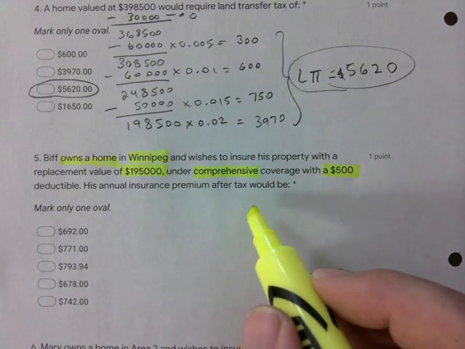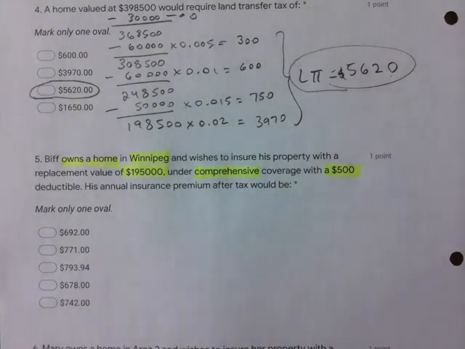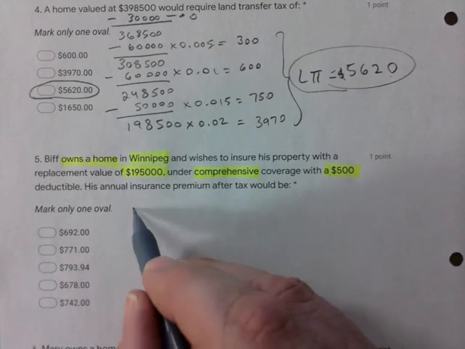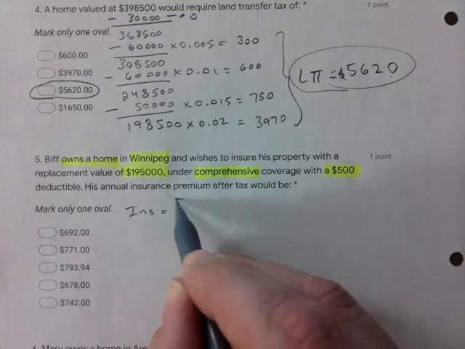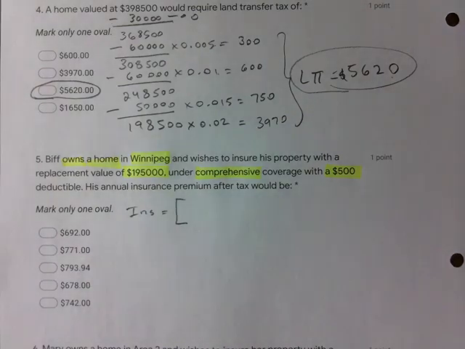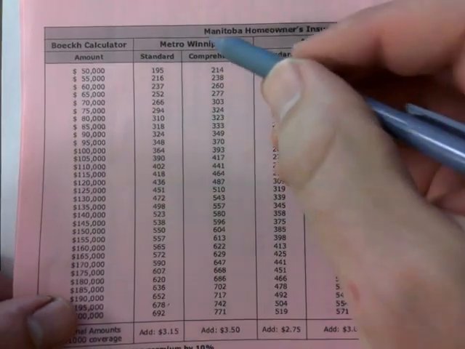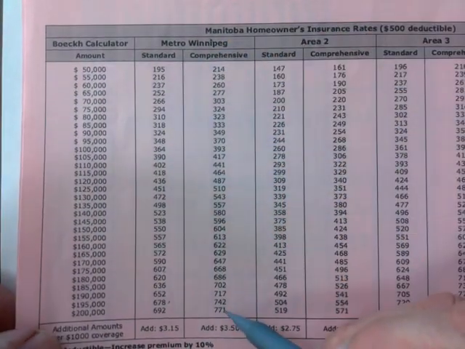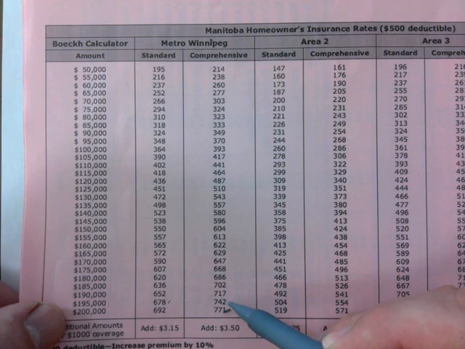We don't care about after tax. Did I tell you not to do this one? Okay. Should I do it? Might as well. Insurance. It's not going to be that much work because I don't have an overage. So 195 Winnipeg comprehensive. 742. Right? 742 is the number.